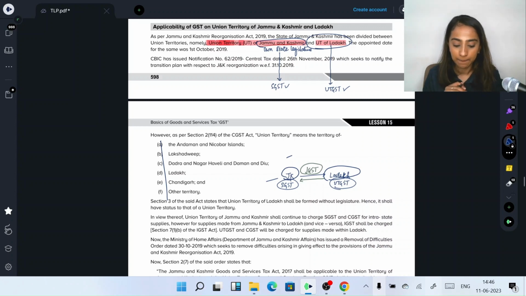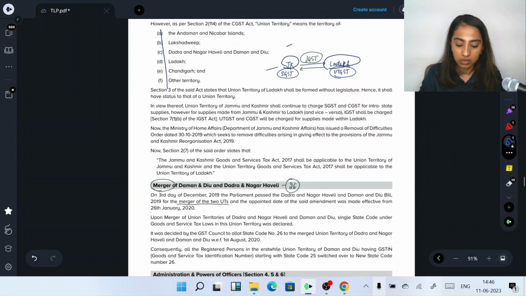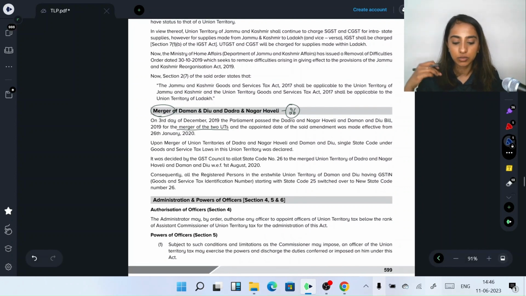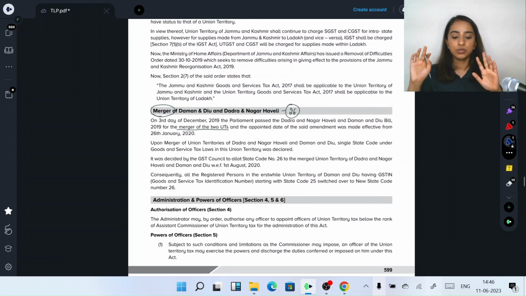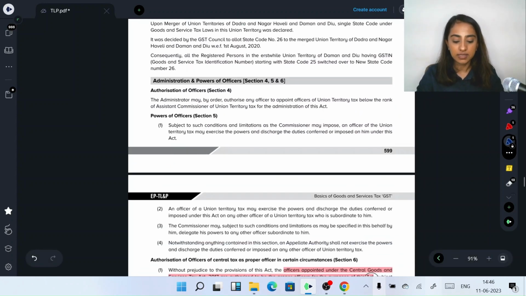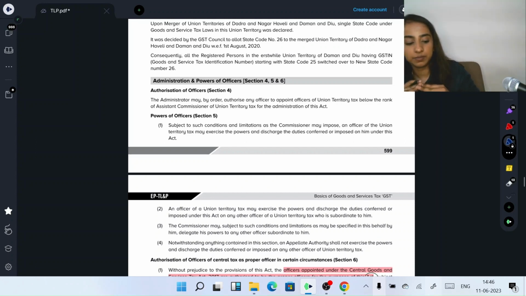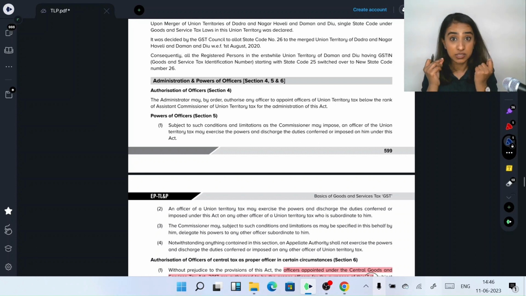Interstate, right? Okay. So this is what they're trying to tell you in the whole thing. Now, merger of Daman, Diu, Nagar Haveli. Daman, Diu, Dadra and Nagar Haveli was merged into one, and hence this will be considered as one single union territory. Now, all these are very simple things, but if you just go on reading it, you might think it's very complicated. So kindly please pay your attention. We're going to finish this quickly.